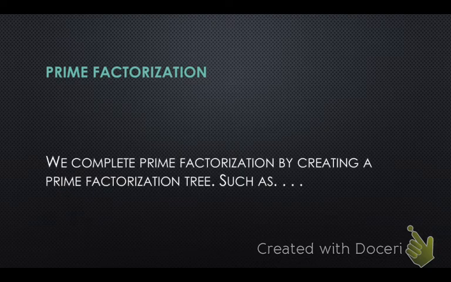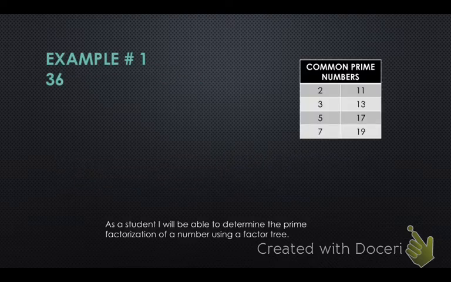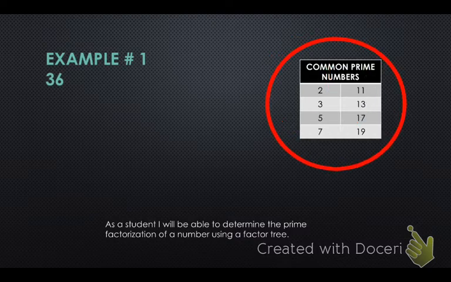All right, so we complete prime factorization very simply by creating a prime factorization tree. So here we go, example number 1. Down here on the side, I've got these common prime numbers. Those are going to help us today. Now, we might need some of the other ones, so if you still have your hundreds chart, the sieve of Eratosthenes, where you circled the prime numbers, that'd be really important.